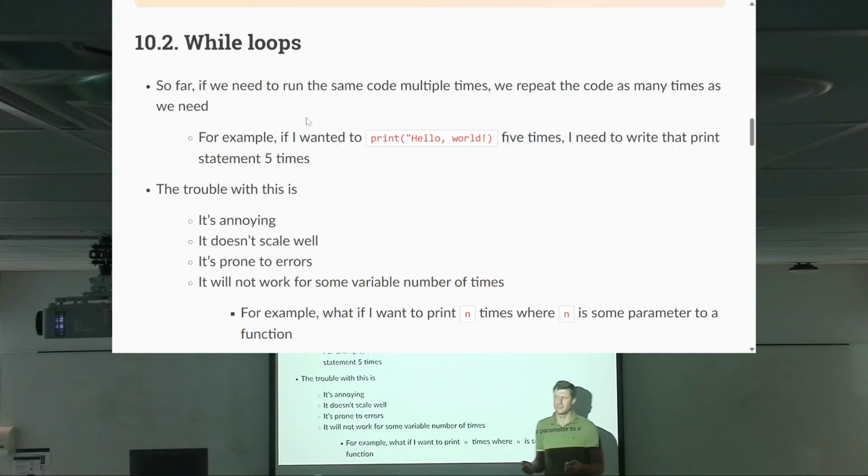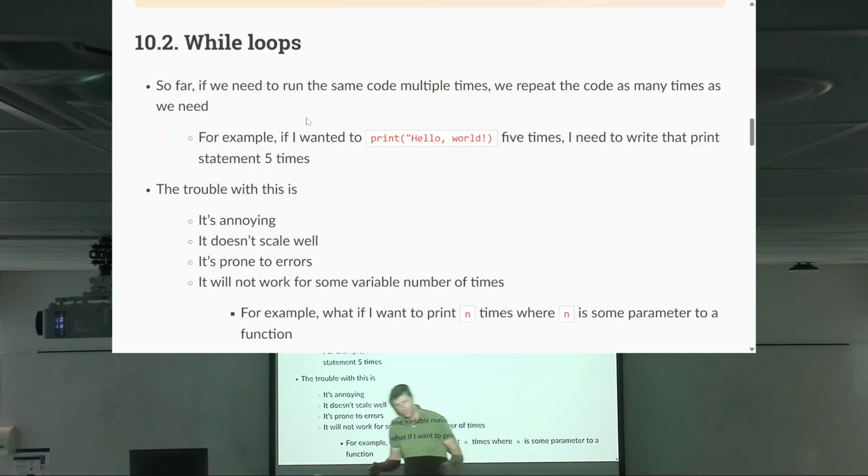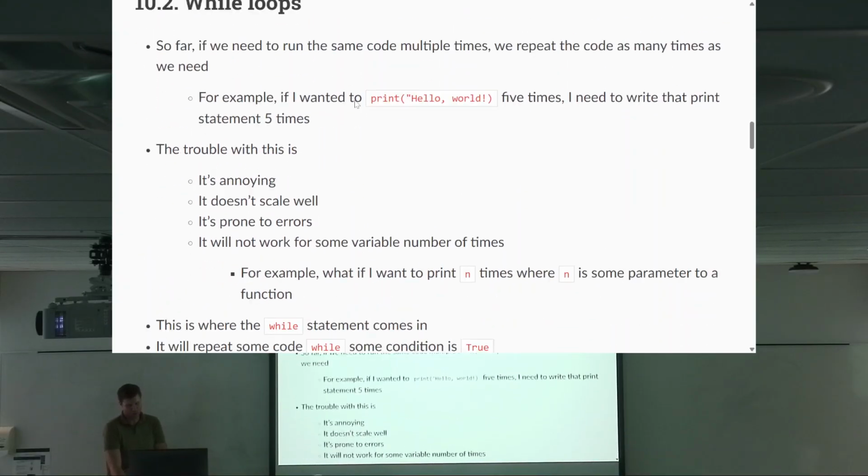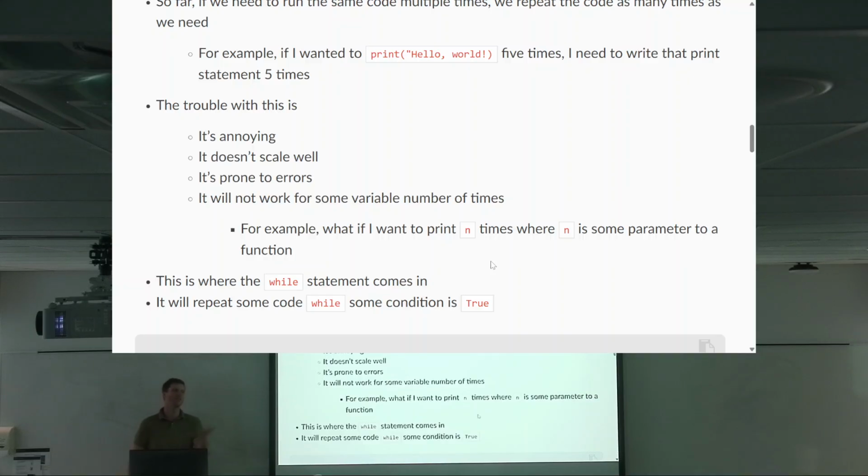Like, what if I say print hello world n times? And then you're left going, well, what's n? I go, well, I'll tell you later. You're like, well, how? I can't write that then. Yeah, you're right. Not if you are copying and pasting things. This is where a while loop would come in. Here's what I mean by it doesn't scale well. If I were to tell you print hello world 5 times, you could do it.